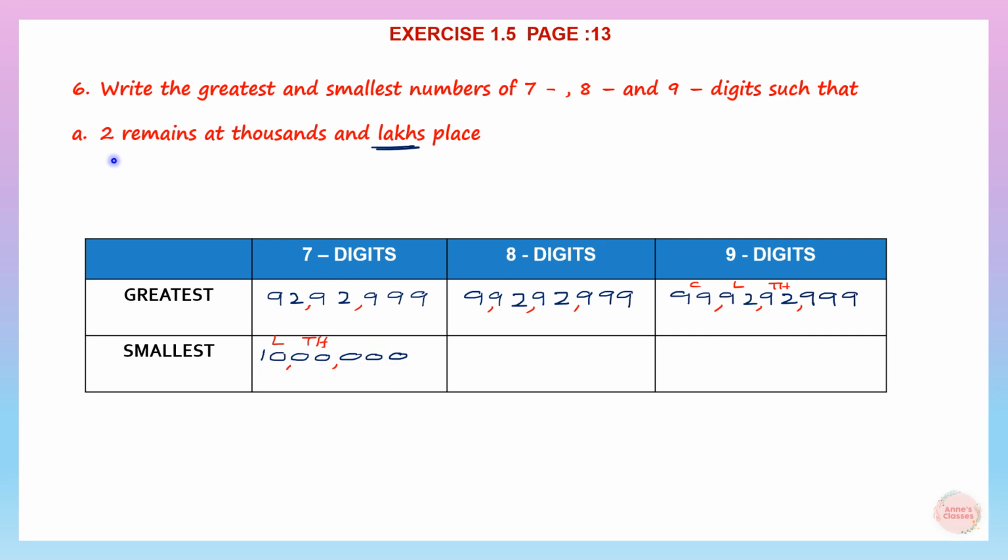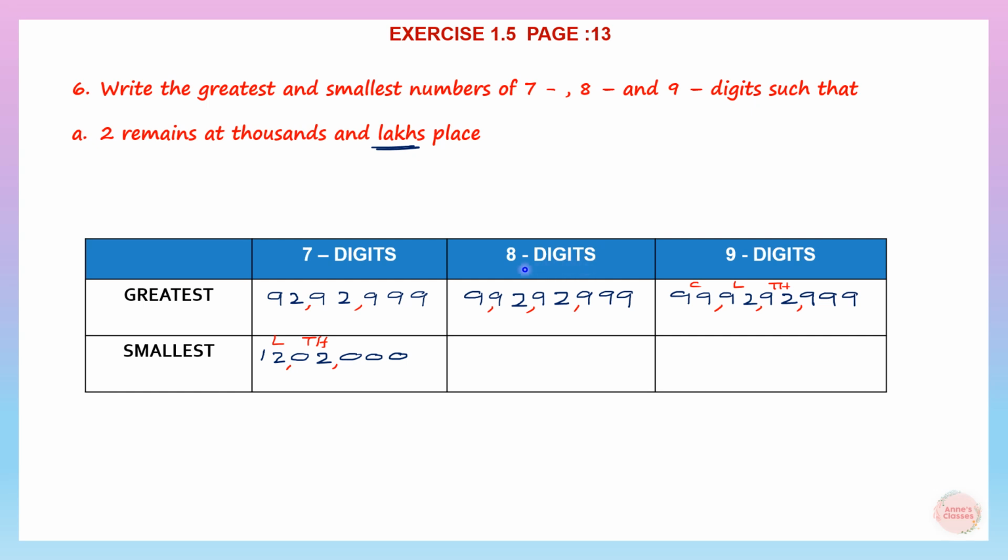But we have to put 2 in the thousands and the lakhs place. Ones, tens, hundreds, thousands. So let's remove the 0 and put 2 there. And we should put it in the lakhs place also. Ones, tens, hundreds, thousands, 10,000s, lakh. So remove the 0 and put 2. Now let's read the number. 12 lakh 2,000.